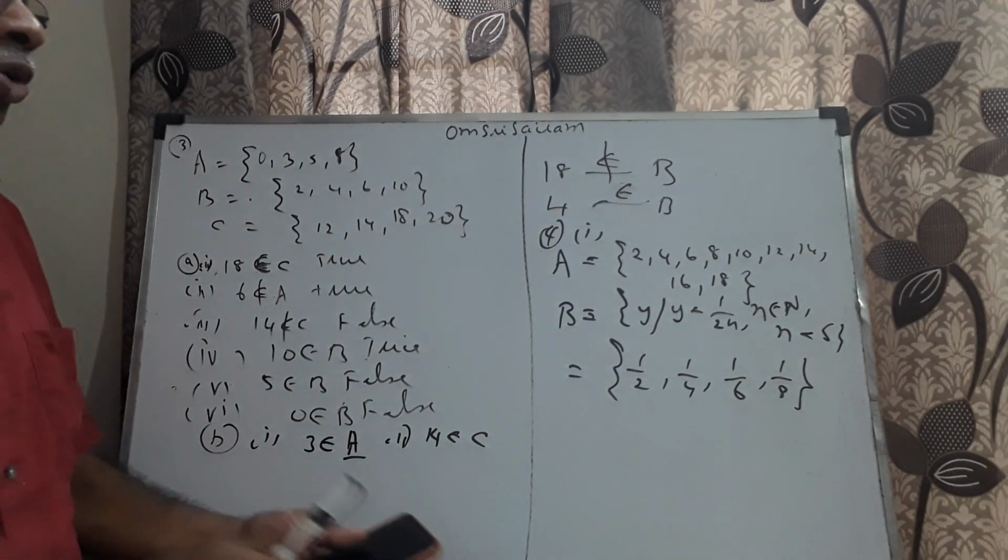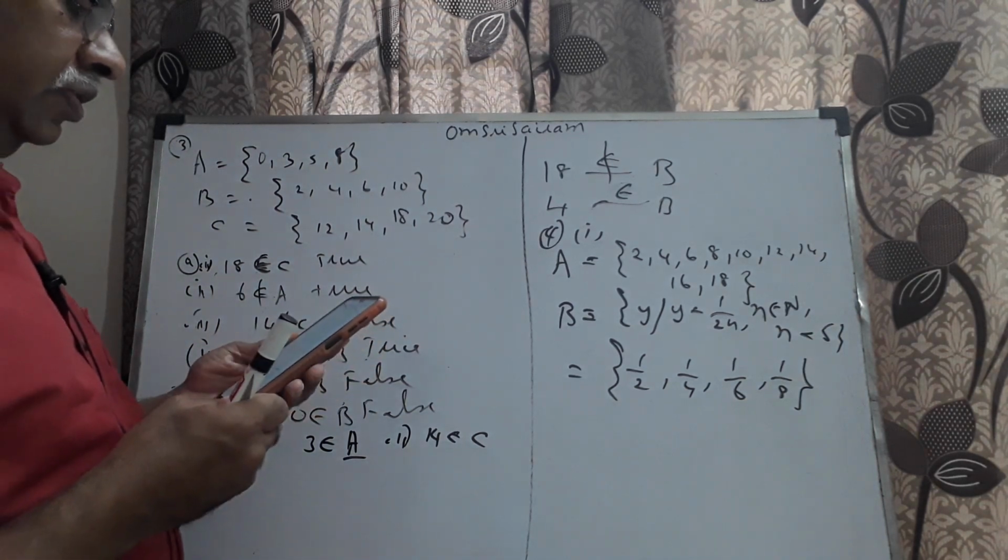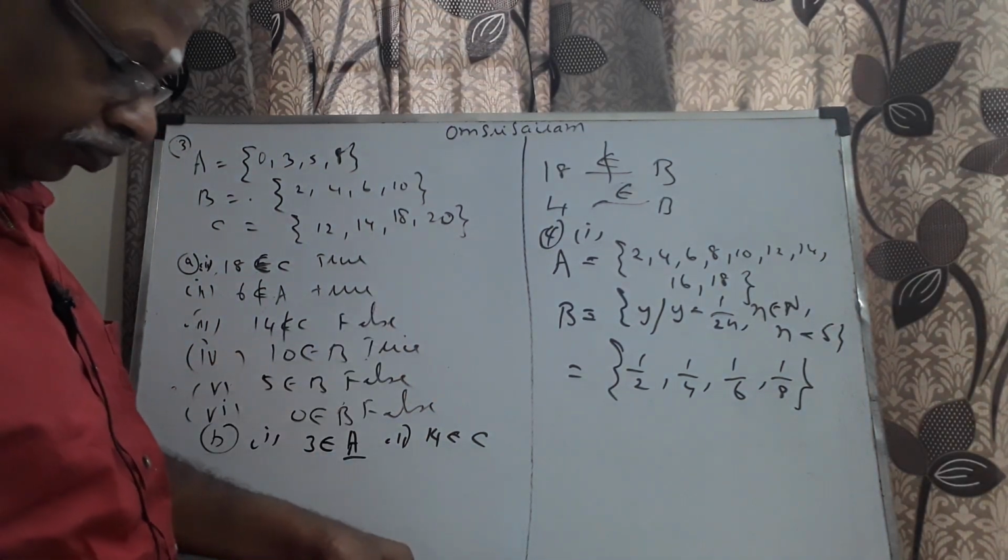He says y equal to 1 by 2n. All the y's I'm supposed to write. When n is equal to 1, it is 1 by 2. When n equal to 2, it is 1 by 4. N equal to 3, it is 1 by 6. When n equal to 4, it is 1 by 8. Then C says x is a perfect cube.